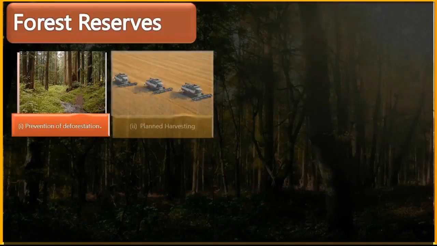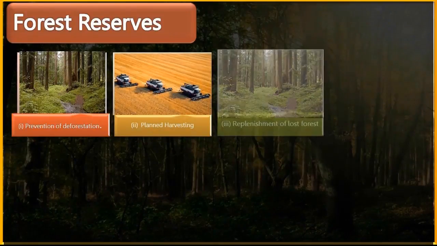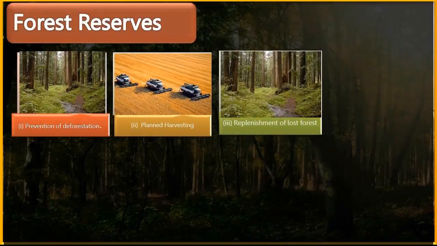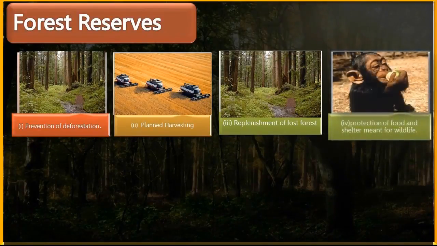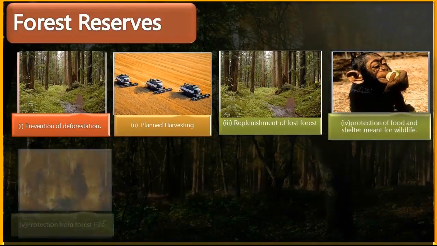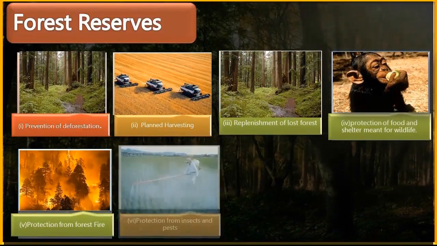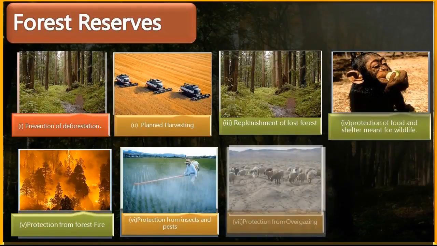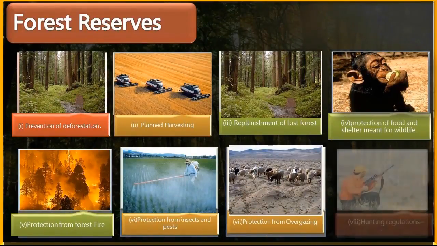Number 3. Replenishment of lost forest cover by planting new trees, that is, reforestation. Number 4. Protection of food and shelter meant for wildlife. Number 5. Protection from forest fire. Number 6. Protection from insects and pests. Number 7. Protection from overgrazing. Number 8. Hunting regulations.